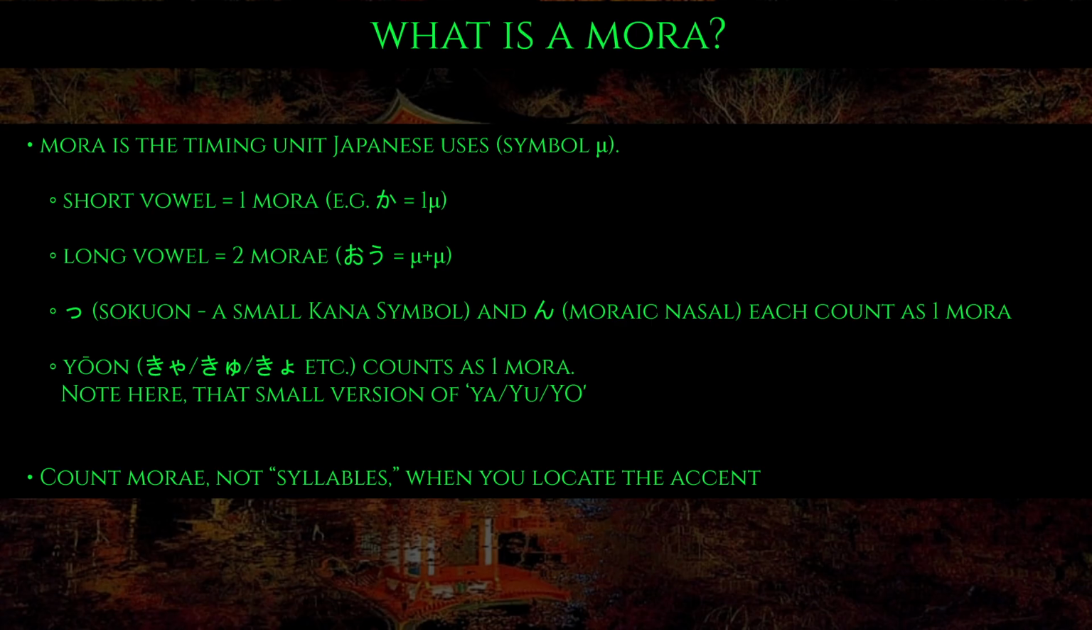For example, kya, kyu, kyo. And important here, note the small versions of ya, yu, and yo. They all count as one mora. So, count morae, not syllables, when you locate the accent, because a mora is slightly different than a syllable.